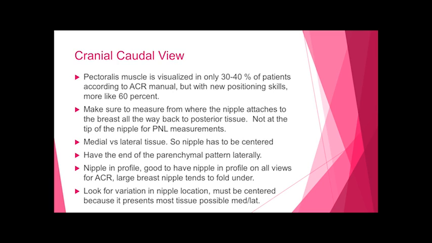So on the CC view, let's go over that first. Pectoralis muscle is visualized usually in about 30-40% of patients according to the ACR manual. But with the new positioning skills, with these new tricks and new equipment, we can get pectoralis muscle about 60% of the time on the CC view.